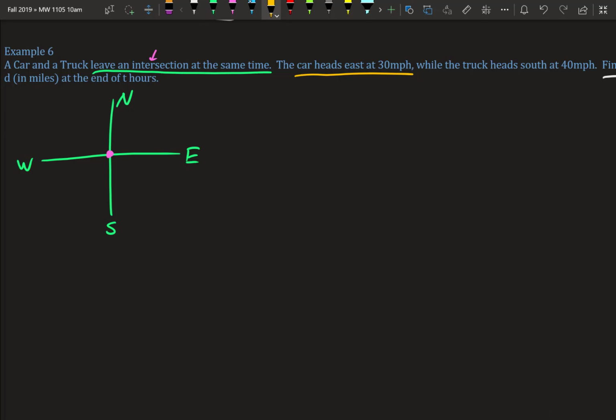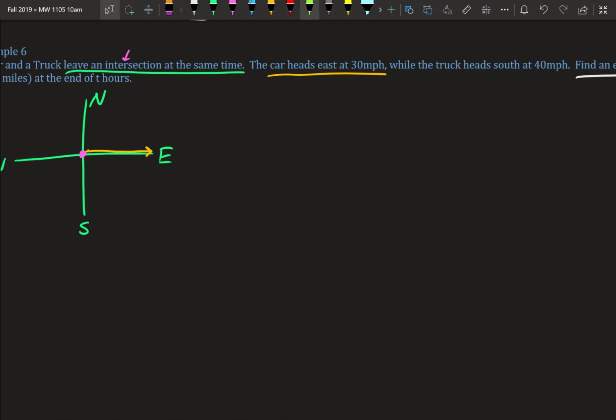Alright, so it tells us that we have a car that heads east at 30 miles an hour. So here's our car. It's heading east at 30 miles an hour. We'll get there, but it's heading east. And then it travels, right? We don't know where it's traveling. We'll get there.